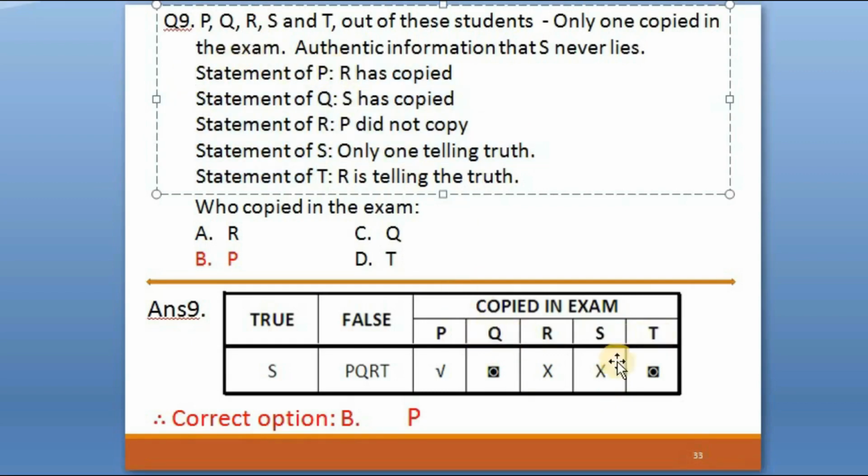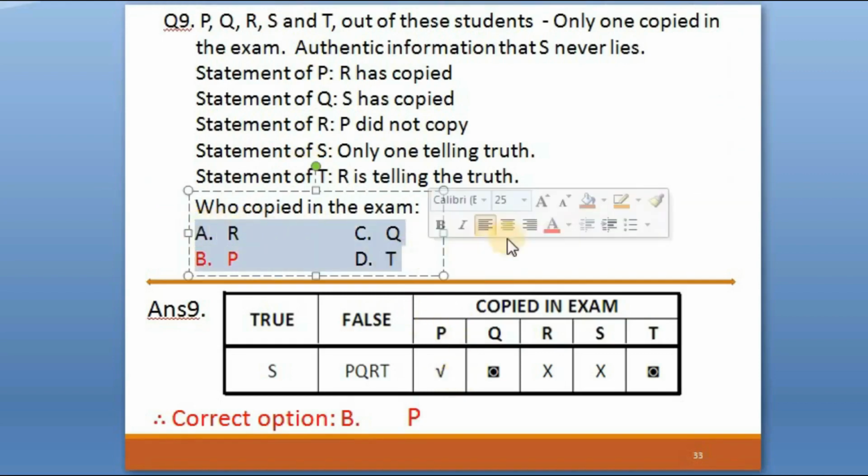But one thing is sure, that as per these given conditions, P is the suspect who has copied. So out of these 4 options, the second, B, that is P is the person who has copied, right? So B is the right answer. Now let's move to the next question.